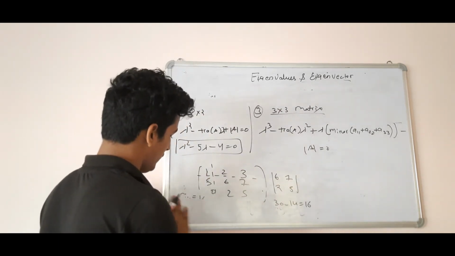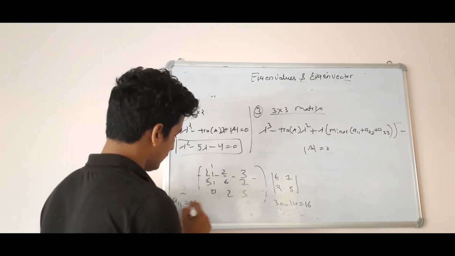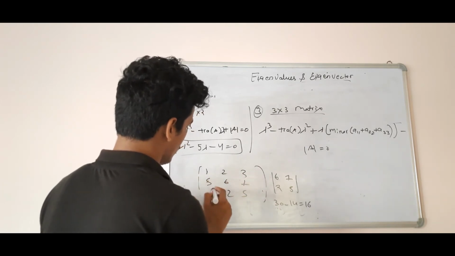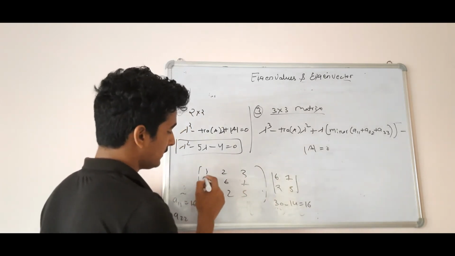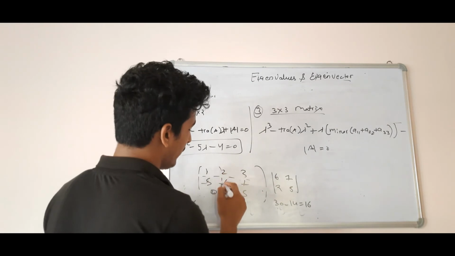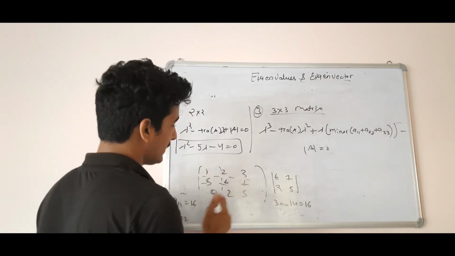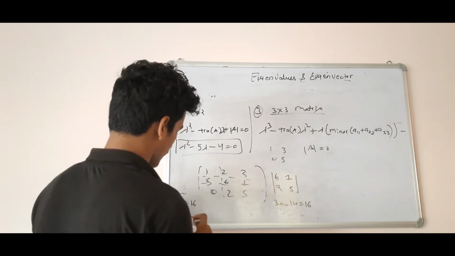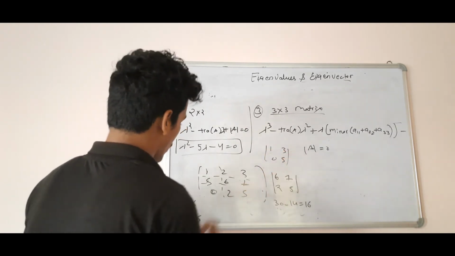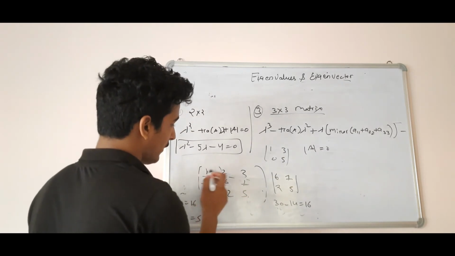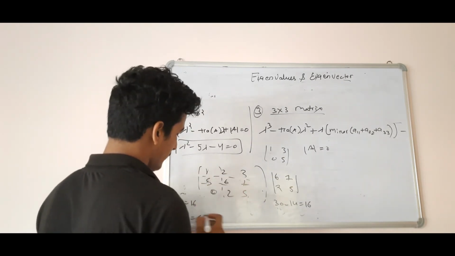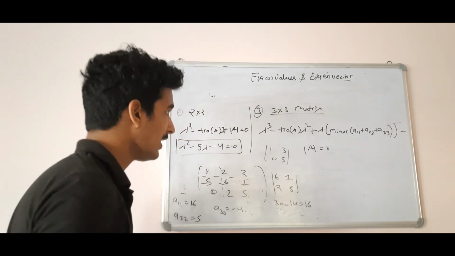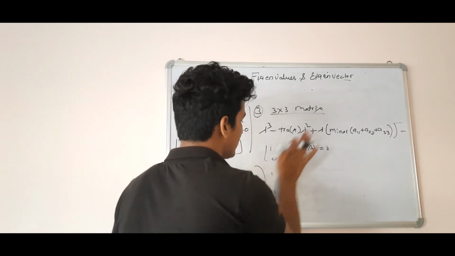Minor of A11 came out as 16. Now A22 is 6: I remove this row and this column, so what remains is 1, 3, 0, 5, so 5. And for A33, remove this row and column, what remains is 1, 2, 5, 6, so 6 minus 10, so the minor of A33 is equal to -4.